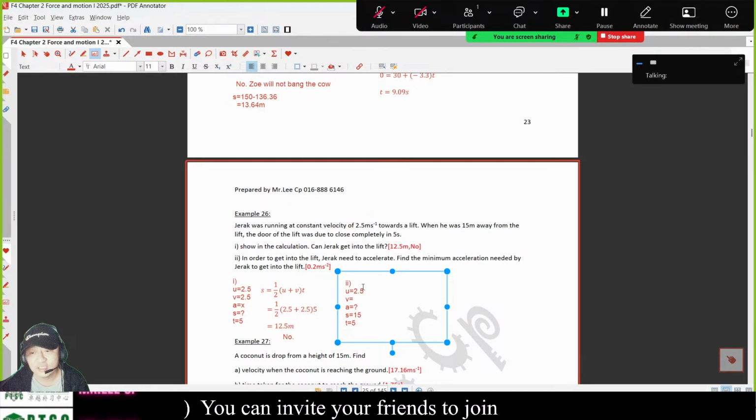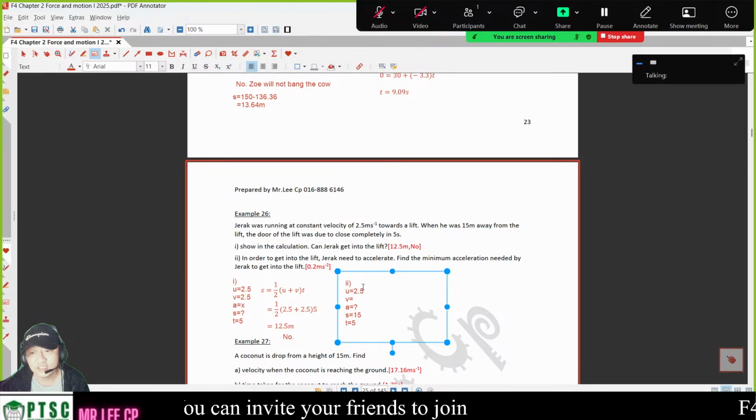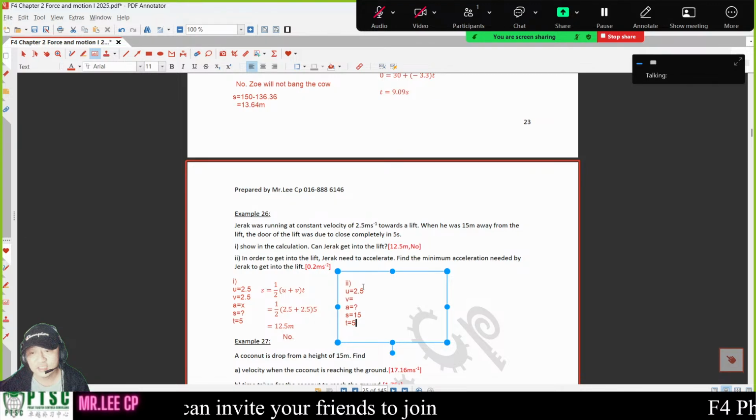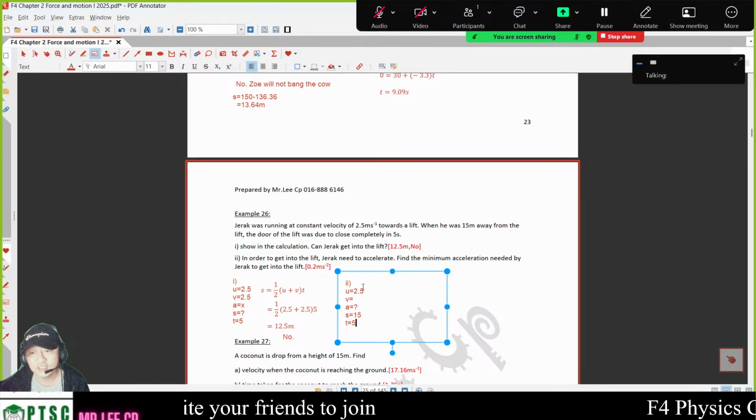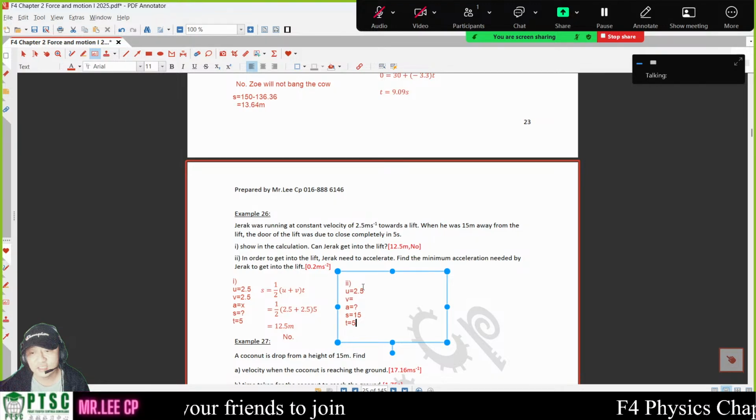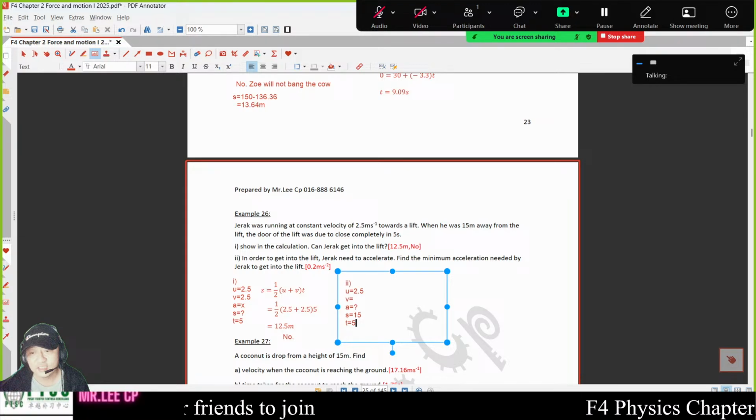Meaning first second you run 2.5, second second you run 3, third second you run 4, 5, 6, 7. You are not running 2.5, 2.5, 2.5, 2.5 slowly like constant velocity. No. Okay.